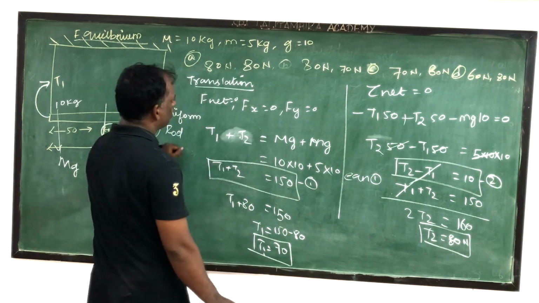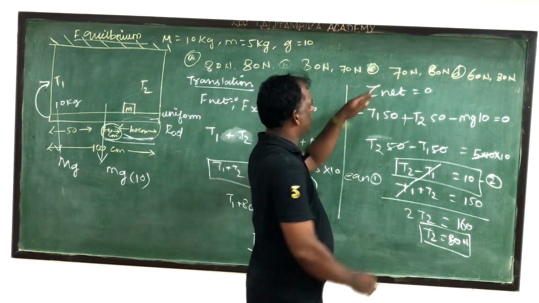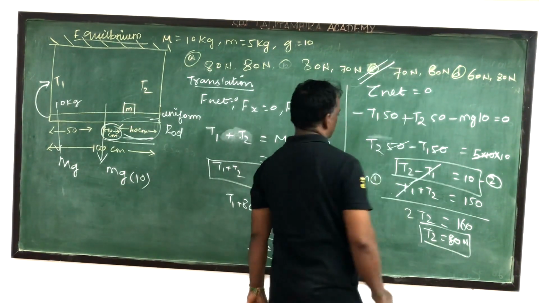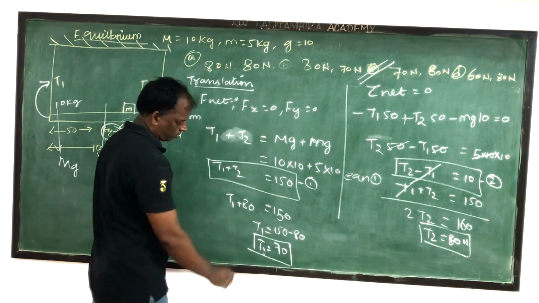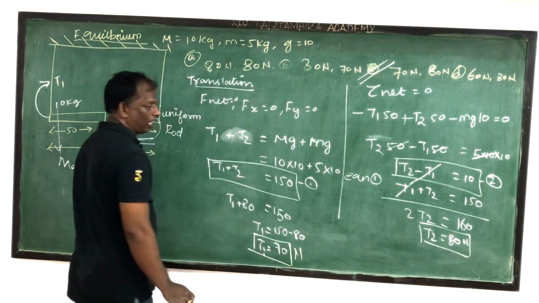So what is the option? It is 70 and 80. The option is C. So this is how we will be calculating.